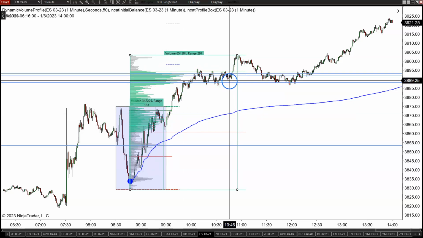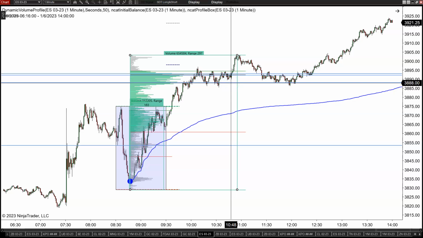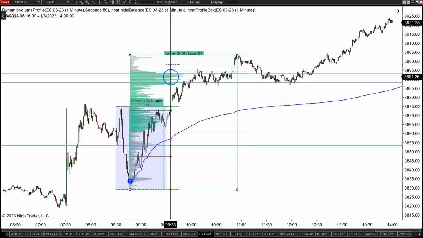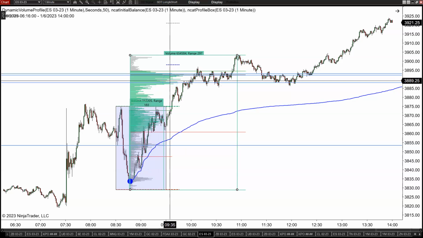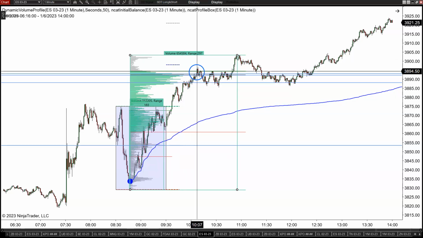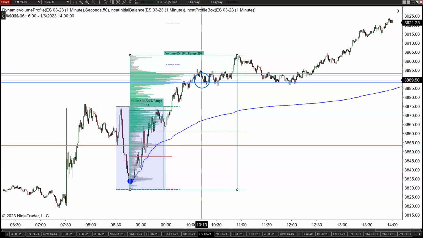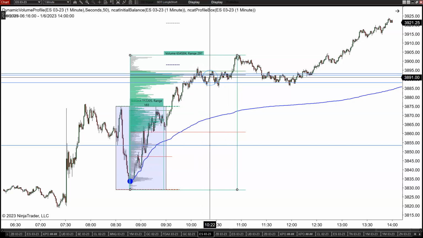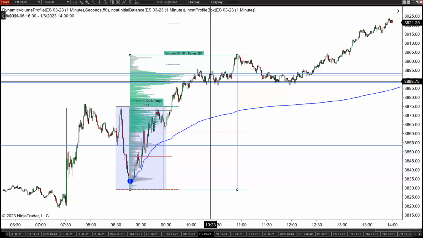If you're forming another double distribution, that's what a trend day looks like. You're looking for that double distribution to be printing, being made, and by the time you're trading up in the 90s, you should already be convinced that this is a trend day. These are some of the things I look for on a trend day. Ideally, you want to spot a trend day as early as possible.